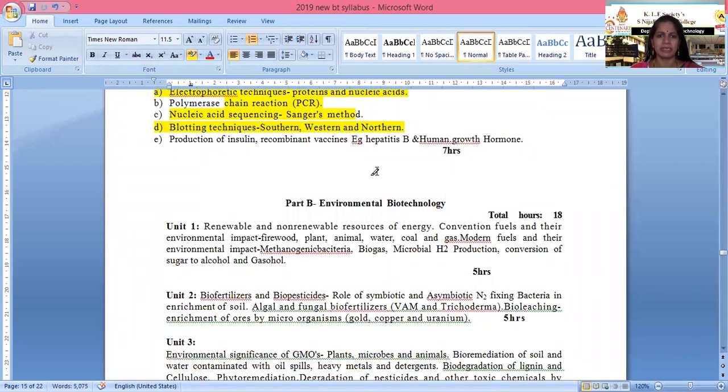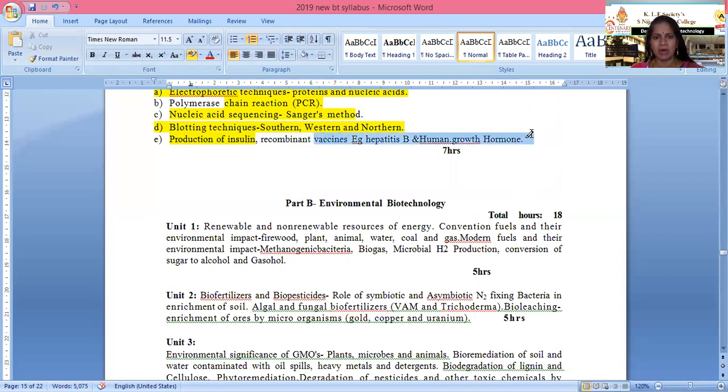All this you are going to study. Then the last one in this unit 4 is production of insulin. You know better the significance of insulin. That significance we are going to study here, how they produce insulin and how they constructed everything. Then recombinant vaccines, for example hepatitis B, and human growth hormone you are going to study.